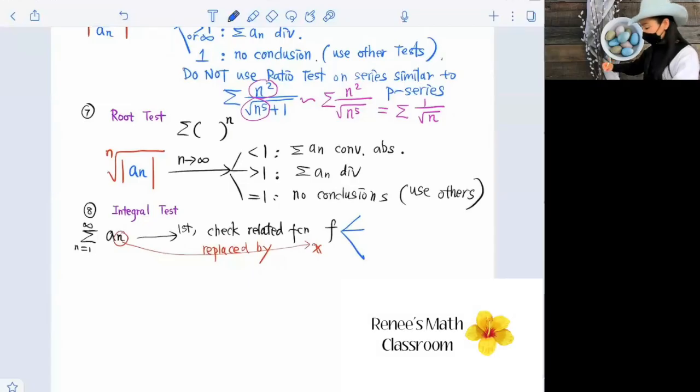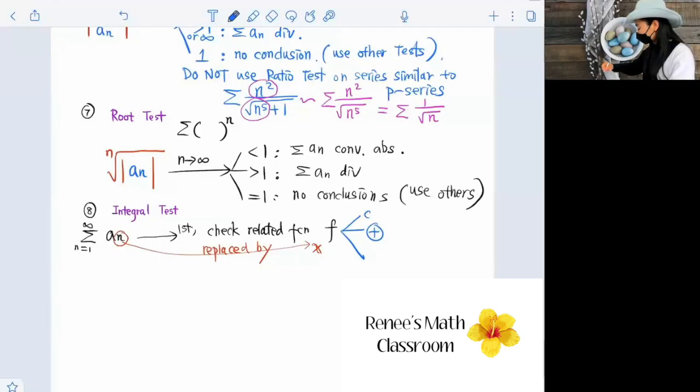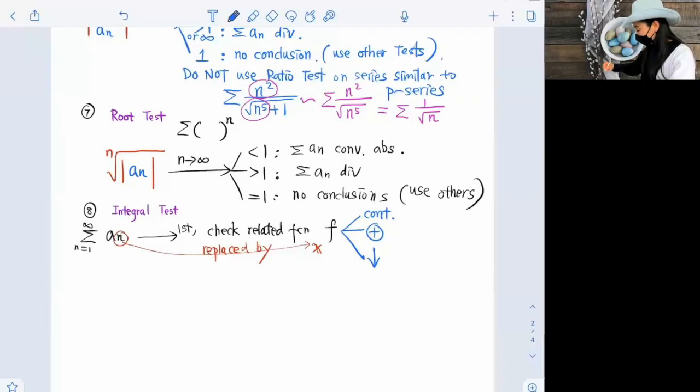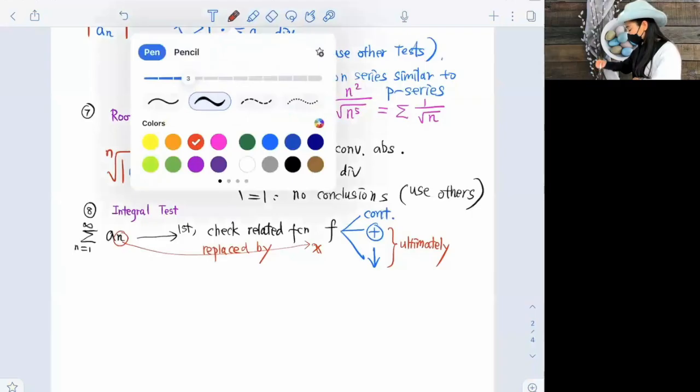Yes, positive. You got it. Positive. What else? Continuous. Good job. And decreasing. Yes, you got it. And this one here just needs to hold ultimately. Then eventually, it's going to be positive and decreasing on 1 to infinity.